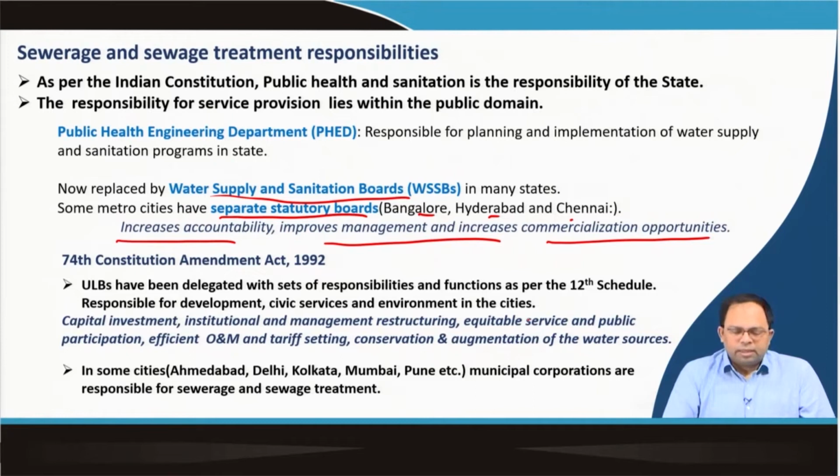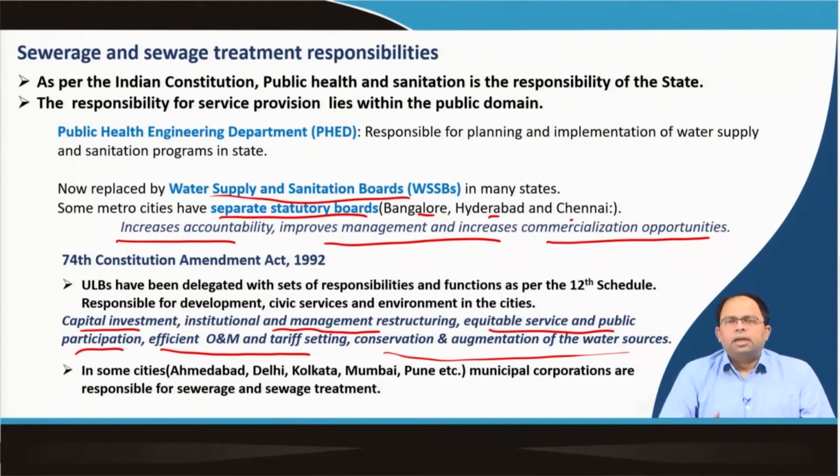So, that means the entire responsibility of providing sewerage and sanitation services comes down to ULBs, and so they are responsible for the capital investment part, institutional and management restructuring part, equitable service and public participation part, efficient operation and maintenance, tariff setting, conservation and augmentation of water resources in urban areas. So, all the responsibilities of a sustainable sewerage and sanitation system are now the responsibility of ULBs. In many cities like Ahmedabad, Delhi, Kolkata, Mumbai, Pune, municipal corporations have taken up the job of sewerage and sewage treatment.